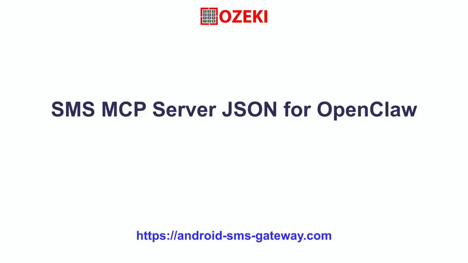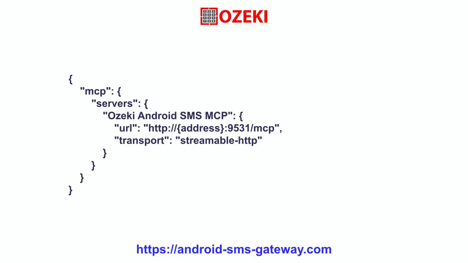Once your Android phone is ready, you're ready to configure OpenClaw. Here is the JSON you need to create. Note that you must put the IP address of your Android phone into this JSON.